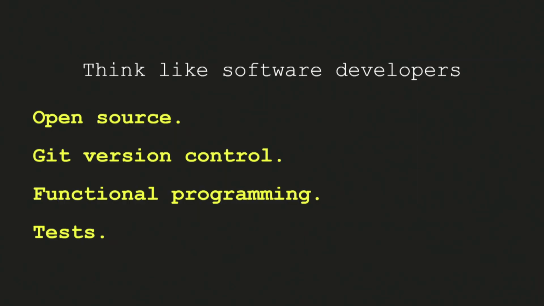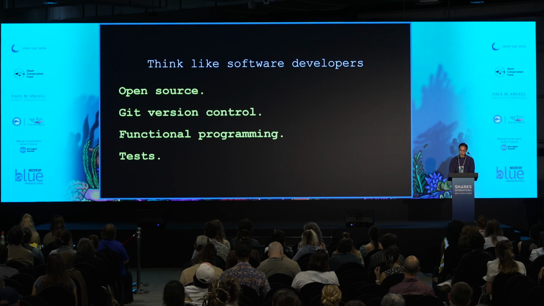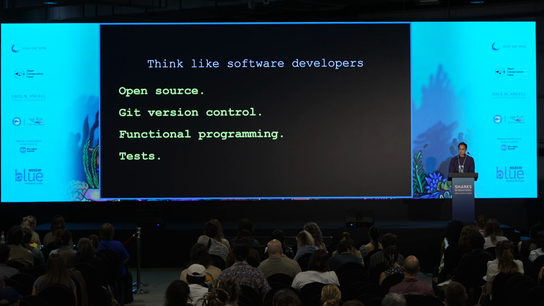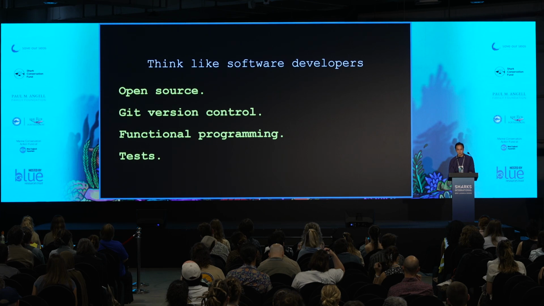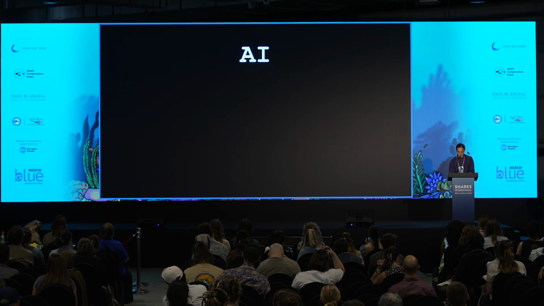So the approach I took with the development of this package is to try to think like a software developer. Some of the core tools that I used include open sourcing the package, using Git, writing functions with clear inputs and outputs, and writing tests that check the functions against known inputs and outputs. This is more work than writing a typical R script, but it really helps with reproducibility, collaboration, and for the next thing I want to talk about, AI.